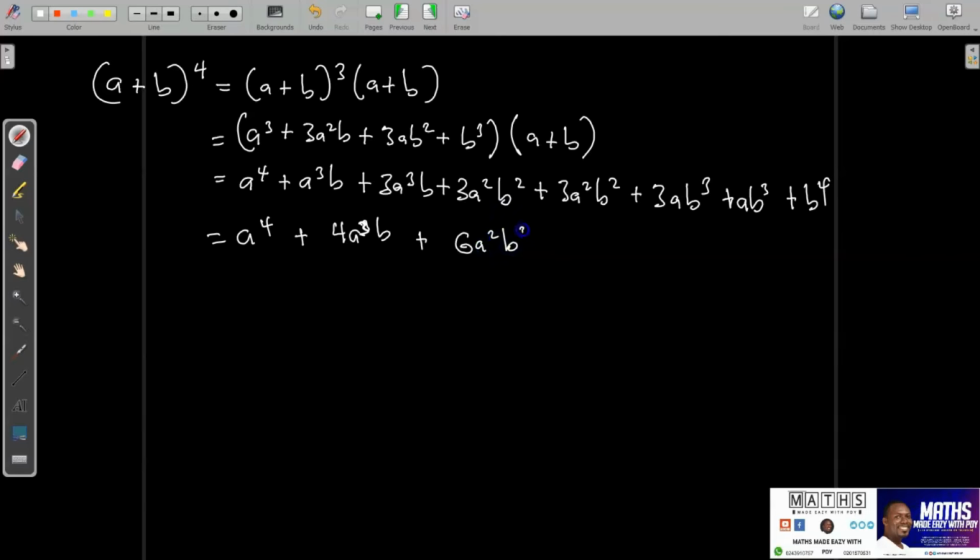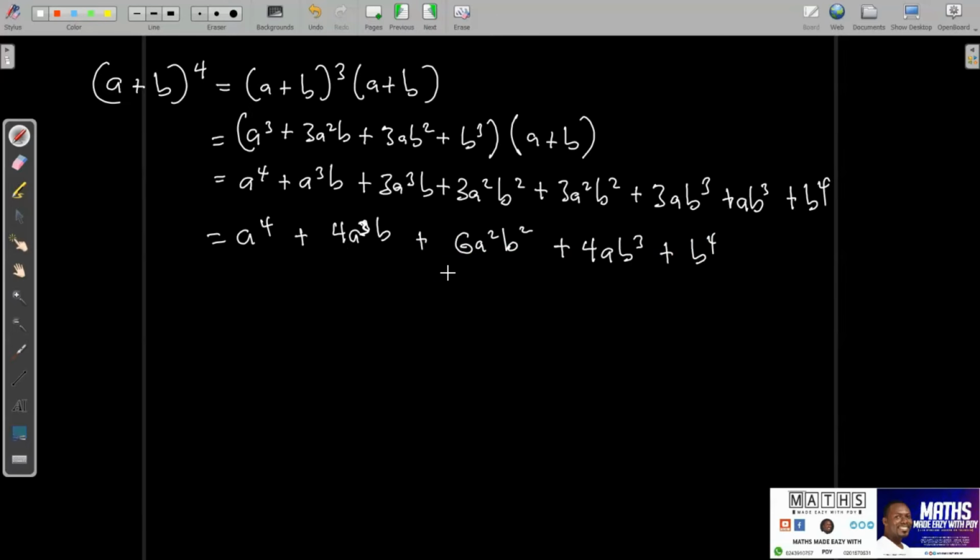6a squared b squared. Good. And then 3ab cubed plus ab cubed. That'll give us what? 4ab cubed. Then finally plus b to the power 4. Good. So you see that it confirms it.